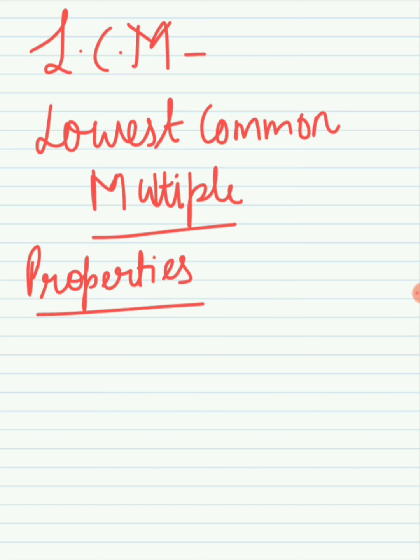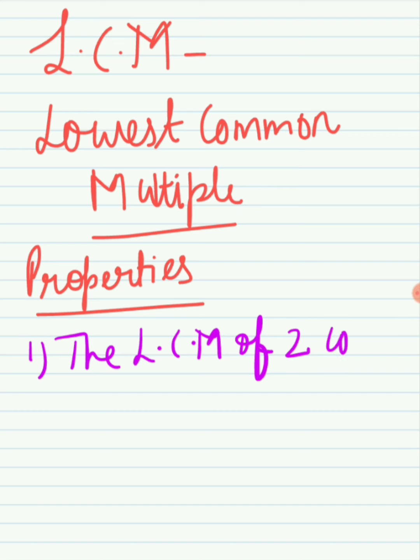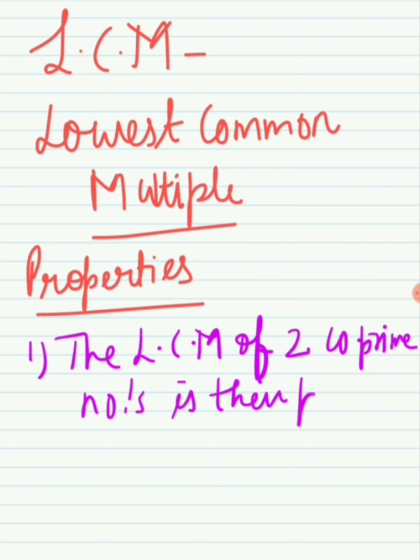First property is the LCM of two coprime numbers is their product. Okay, that I will explain.